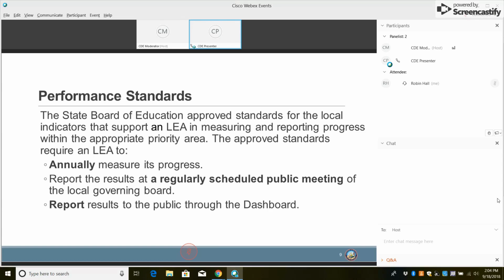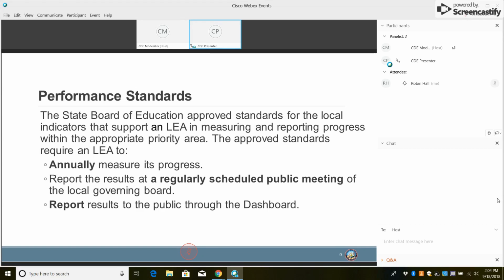A couple of things to note here. One is the results are reported to a local governing board at a regularly scheduled public meeting. That is a requirement, and that has implications for your planning and your schedule. Remember, a minute ago we noted that the deadline is November 16th, which is just a little under 2 months away.